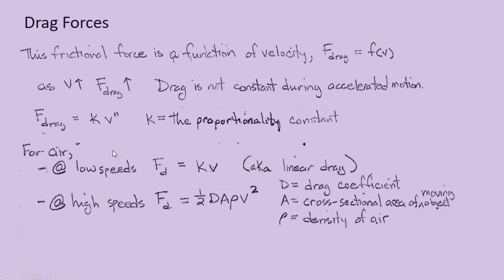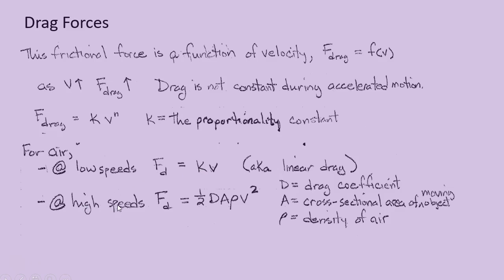And sometimes it's linear and sometimes it's nonlinear. So for instance, air. At low speeds, an object falling through air will experience what we call linear drag. So the drag force is proportional to the velocity, where again K is a proportionality constant.